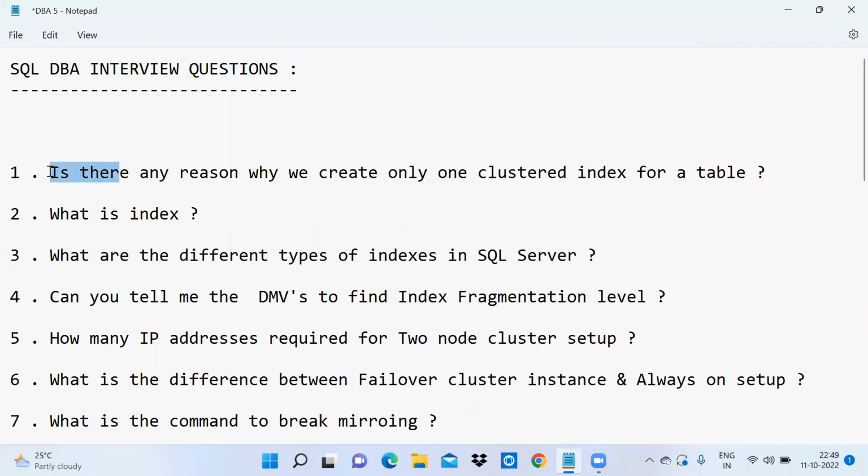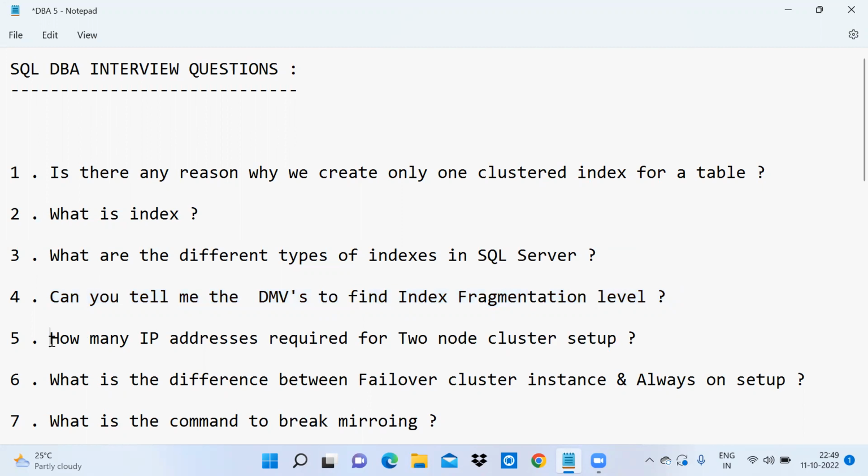Is there any reason why we create only one cluster index for a table? And what is index? Next question. What are the different types of indexes in SQL Server? Next, how do you find out the fragmentation? Can you tell me the DMVs to find index fragmentation level?